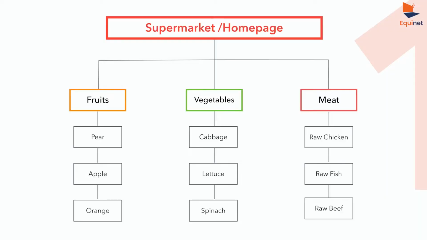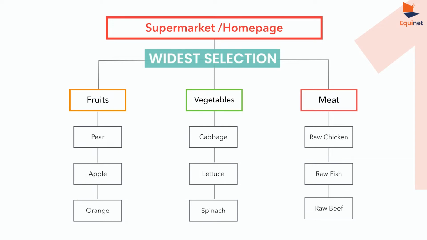vegetables, and meat. So if users were searching for the terms buy groceries online or shop groceries, the best page to direct them to would be the home page or the supermarket page, because it has the widest selection of groceries for them to choose from and it matches the collectiveness of the search.